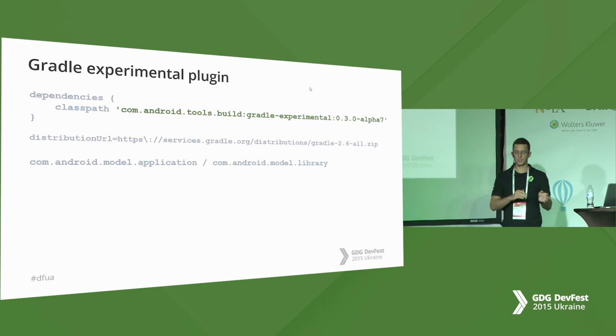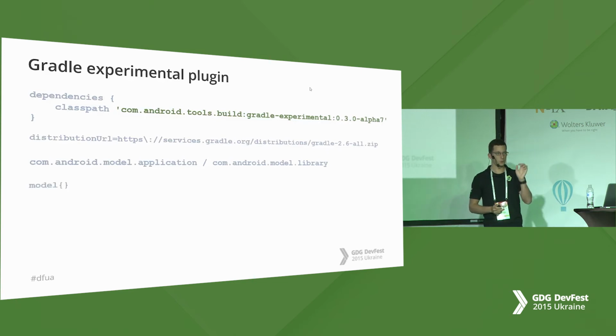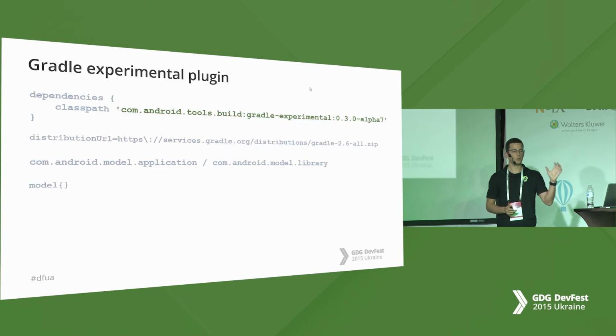So instead of com.android.application inside your build.gradle, you use com.android.model.application. So instead of having your first block as Android, it will be model. And then you can declare some blocks.